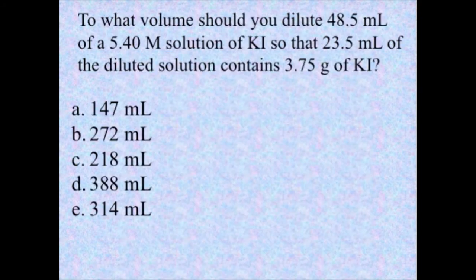So here's a little more complicated question. To what volume should you dilute 48.5 milliliters of a 5.4 molar solution of potassium iodide so that 23.5 milliliters of the diluted solution contains 3.75 grams of potassium iodide? So you try it after pausing it and then come back and we'll discuss it.